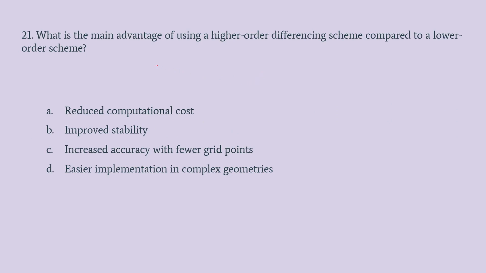Next question. What is the main advantage of using a higher order differencing scheme compared to a lower order differencing scheme? Options are: Option A, reduced computational cost. Option B, improved stability. Option C, increased accuracy with fewer grid points. Option D, easier implementation in complex geometries. You can try to answer the question.